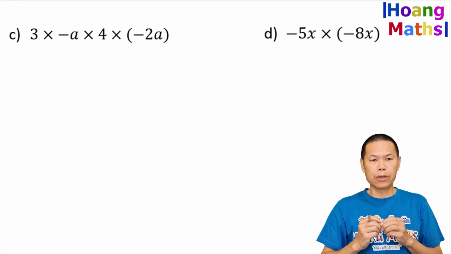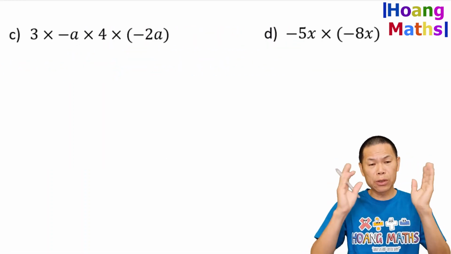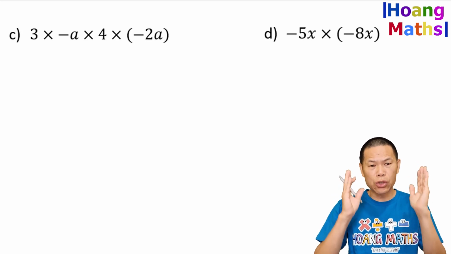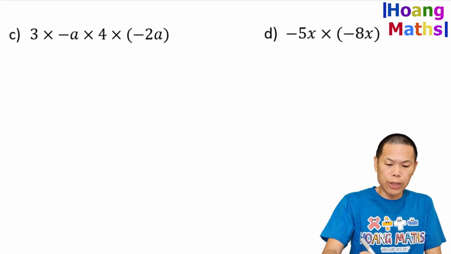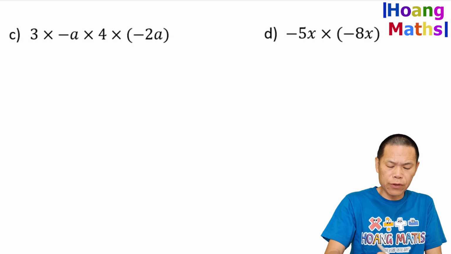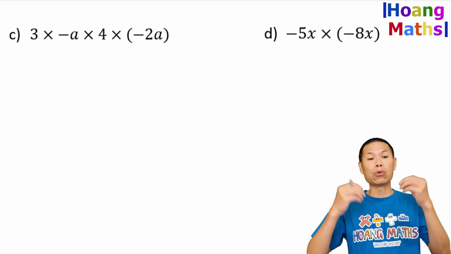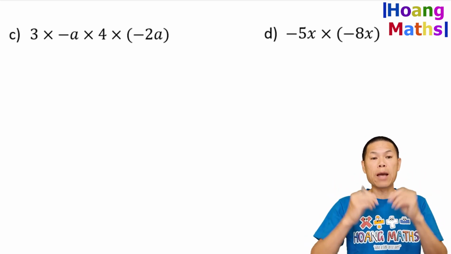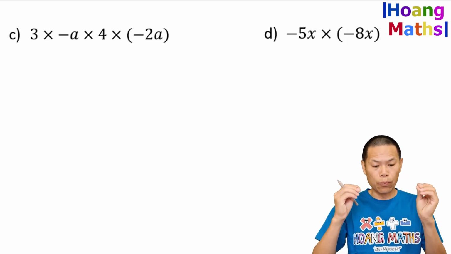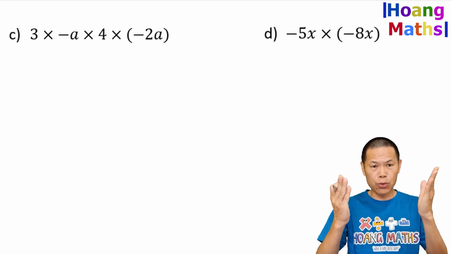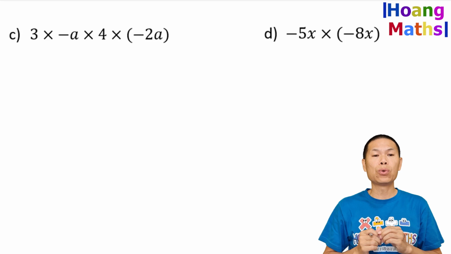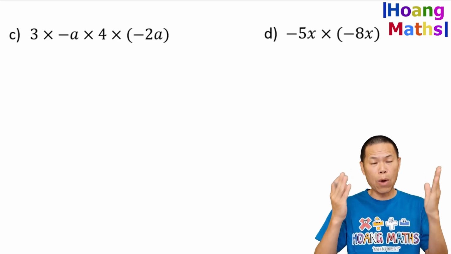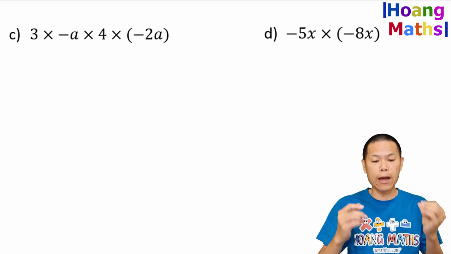Part C. Remember numbers we times together, and with letters we just times them together. In here we have two negative numbers, a negative here and a negative, so if we times them together, the result should be positive. Keep that in mind. So we have 3 times 4 times 2. 3 times 4 is 12, and 12 times 2 gives me 24. Otherwise, we can just use a calculator.